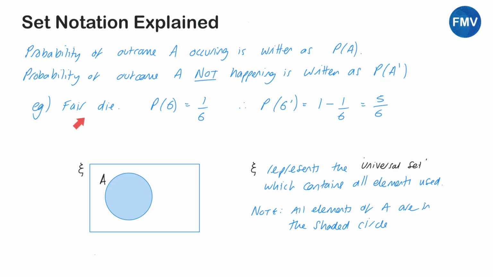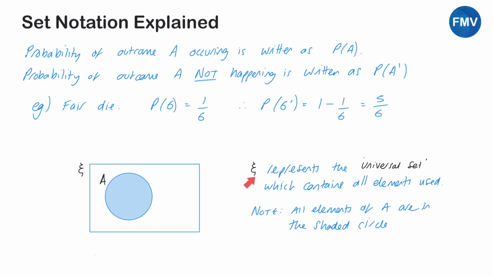So for example, if we have a fair die, we know the probability of getting a 6 on a fair die is 1 out of 6. There are 6 sides and there's only one side with the 6 on it. So the chance of not getting a 6, notice the dash, is equal to 1. Well, that 1 is represented by 6 over 6, minus the chance of getting a 6, which is 1 over 6, gives us the answer of 5 over 6.